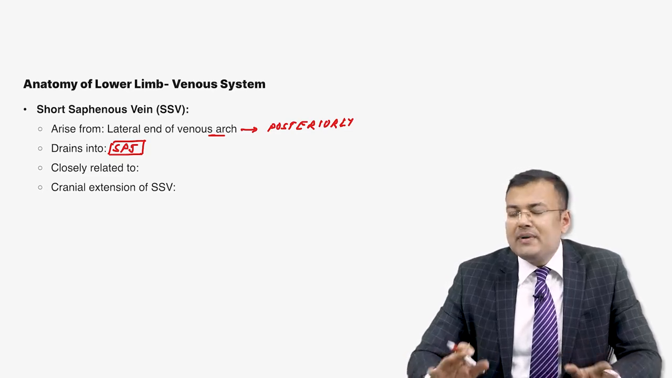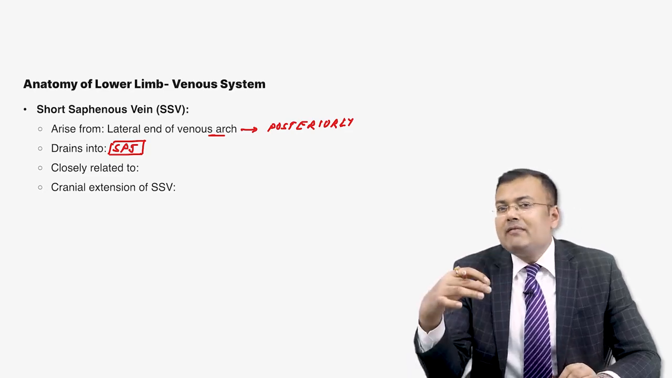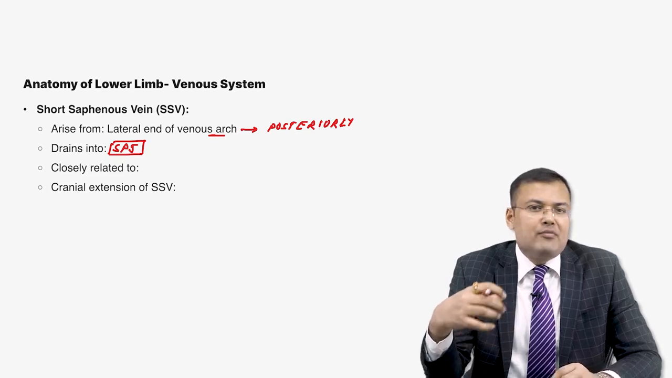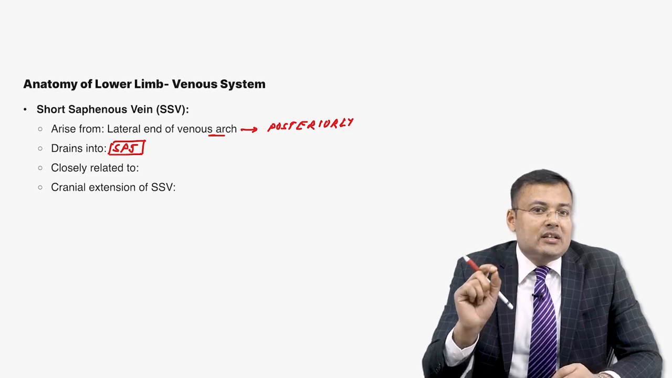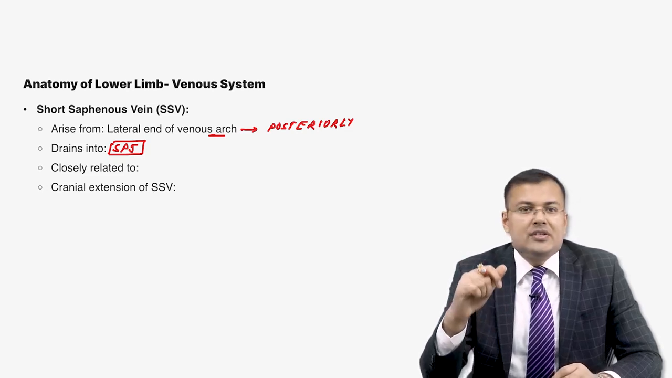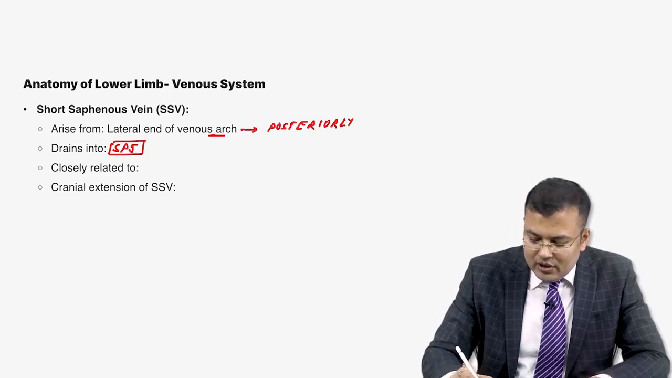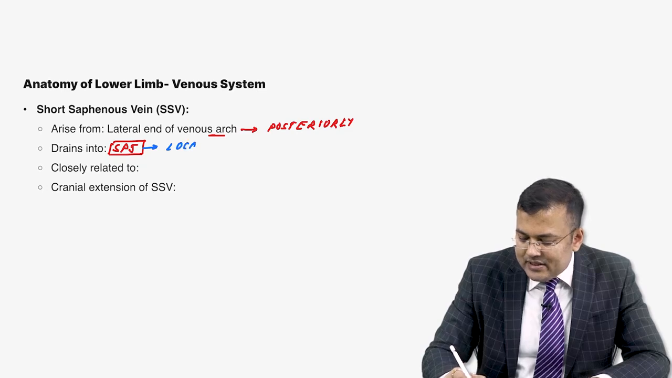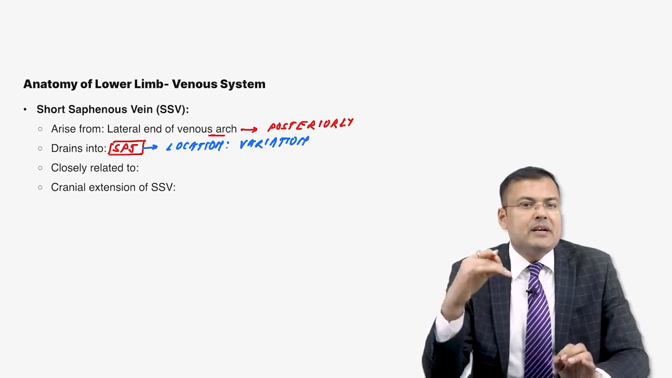But this saphenopopliteal junction, let me tell you guys, is highly variable. That's why whenever we are planning surgery of the saphenopopliteal junction or short saphenous vein, before surgery the location of the saphenopopliteal junction should be marked by radiological investigations. Since the location is variable, before surgery it should be marked by a permanent marker.